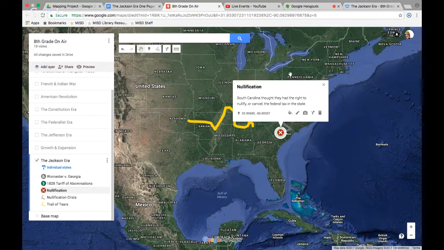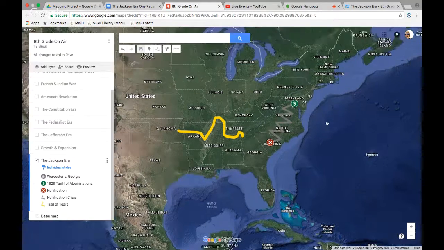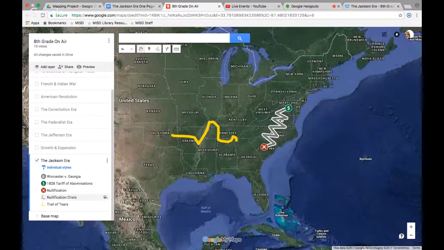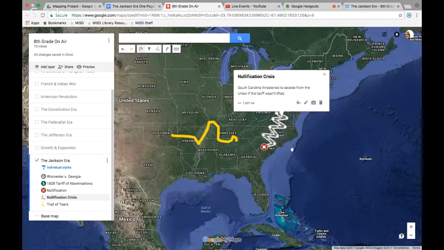Do states have the right, or should states have the right, to cancel federal laws if they do not agree with them? Ask kids, what would happen if in Texas we made it to where 16-year-olds could vote, but the rest of the country had to wait until they were 18, just to give them an idea. So we put that marker there, but then I added this zigzag line, and that represents the nullification crisis.